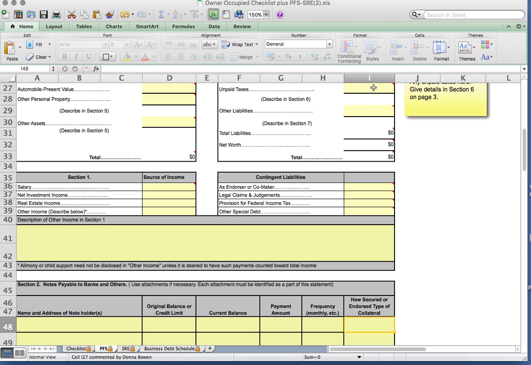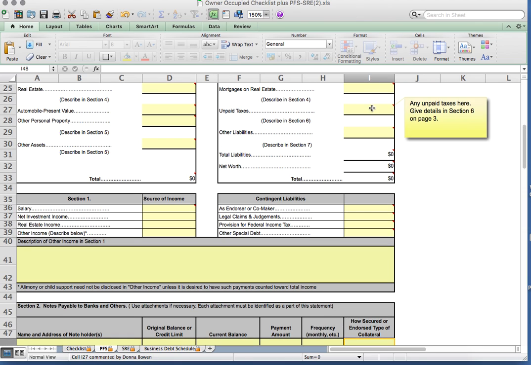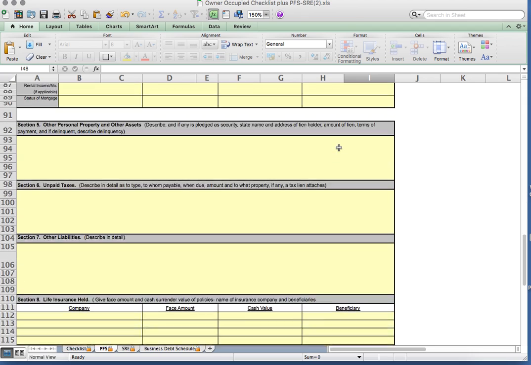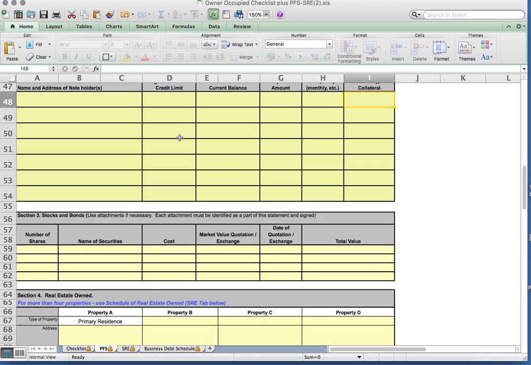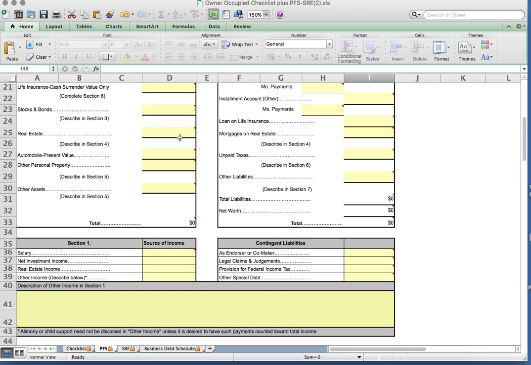Do you have any unpaid taxes? Or do you have back taxes that are due? You will go to section 6 of this statement to discuss what type of tax is it, who is it payable to, when is it due, have you put together any plans to pay that back? You want to attach and give us any information on those liens.